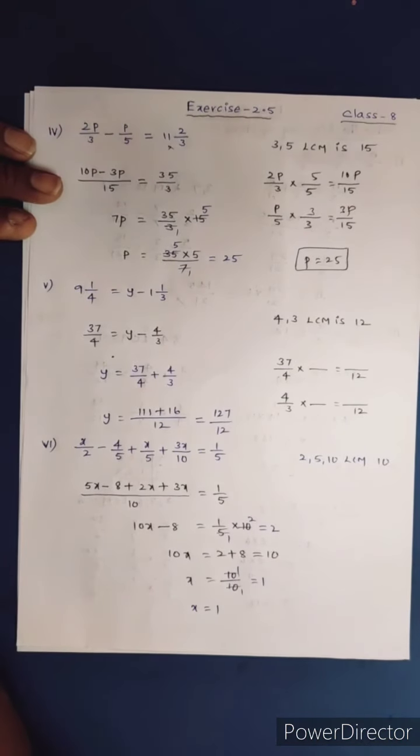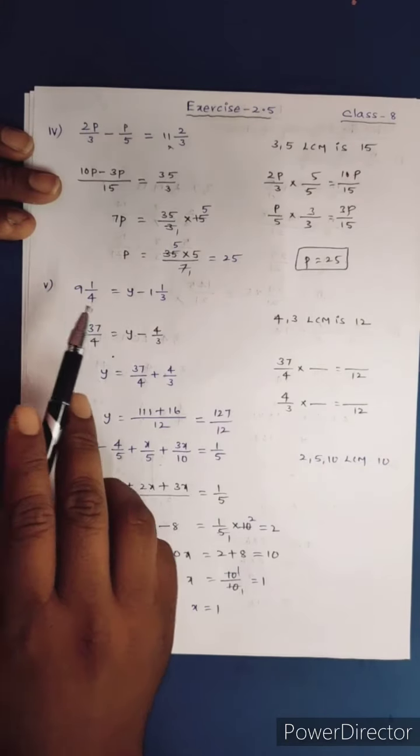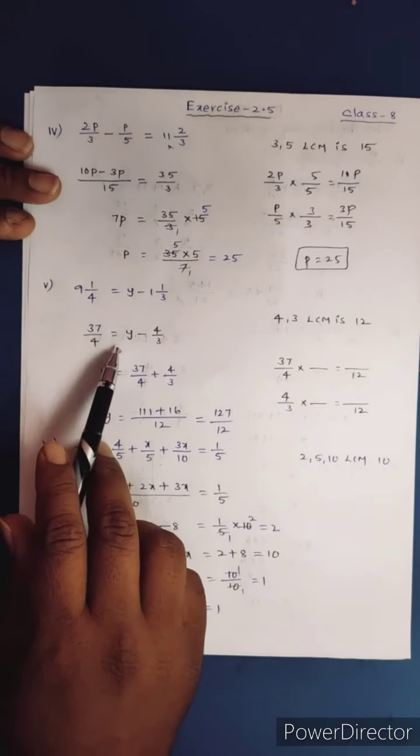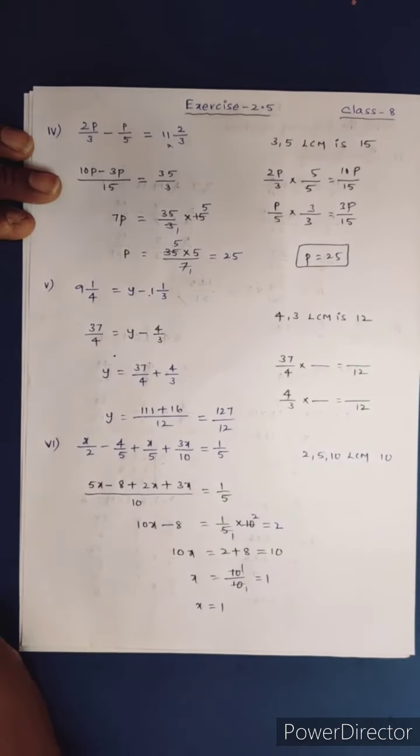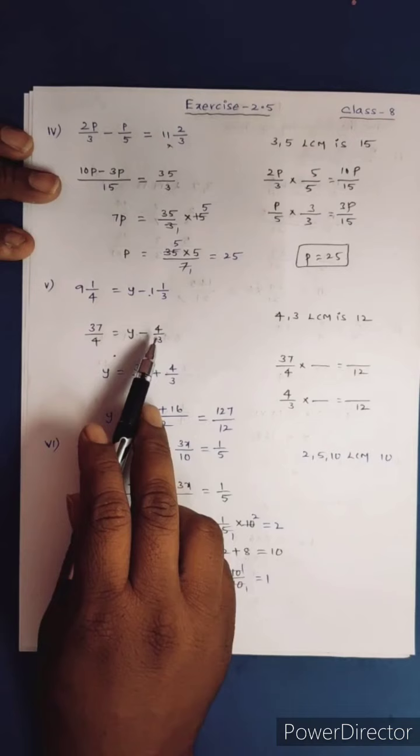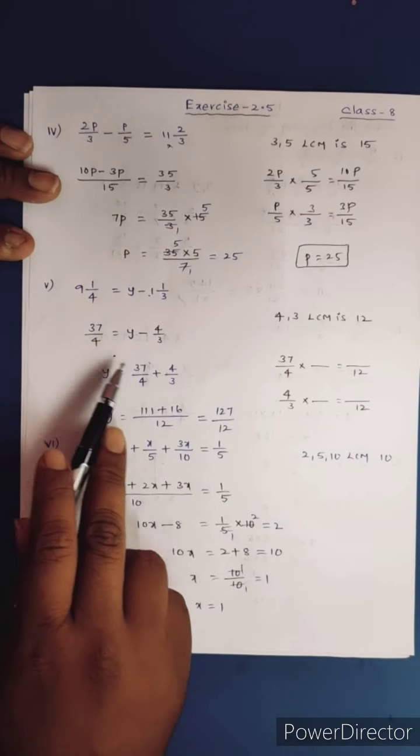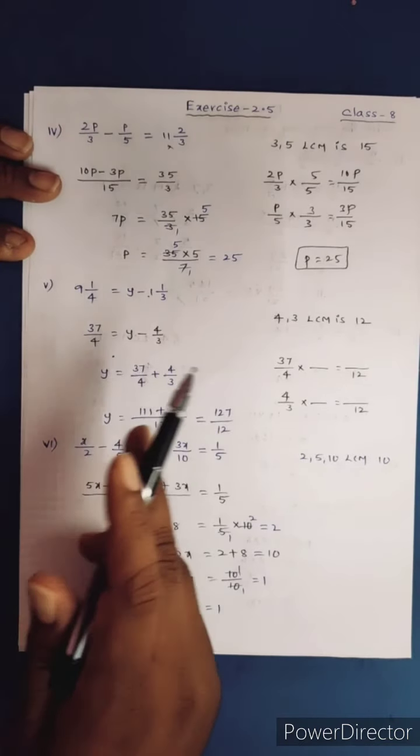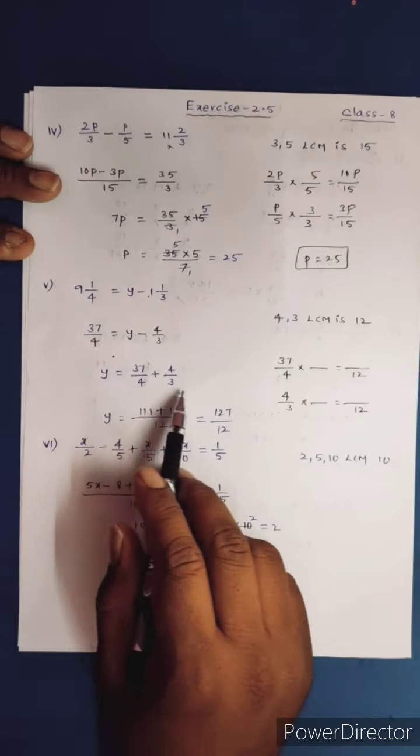Next, fifth problem. 9 1 by 4 is equal to y minus 1 1 by 3. Mixed fractions convert into improper. 9 4s are 36 plus 1, 37 by 4 is equal to y minus, 3 1s are 3 plus 1, 4 by 3. Now send minus 4 by 3 to that side. Then the remaining y is equal to 37 by 4 minus 4 by 3. 4, 3 LCM is 12 because these two are co-primes.